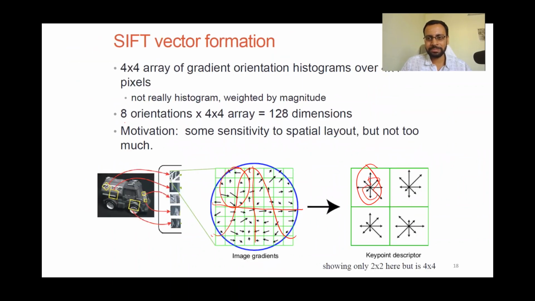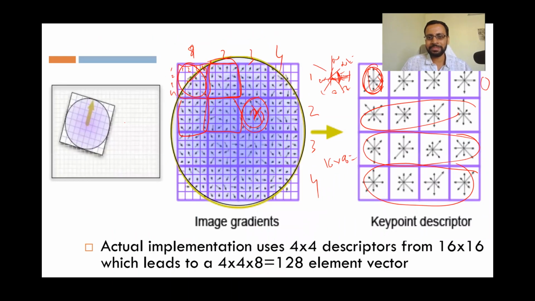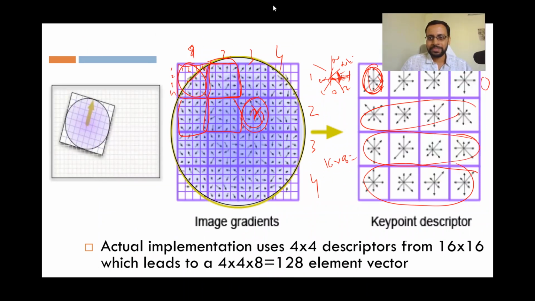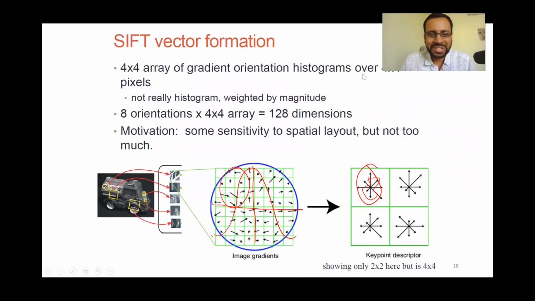Sir, actually, when we identify a key point and normalize it with respect to rotation, how exactly do we take the 16 cross 16 pixel patch? Because when it is rotated, we can't take a square patch, right? Very good question. We have 16 cross 16 pixels here, correct.